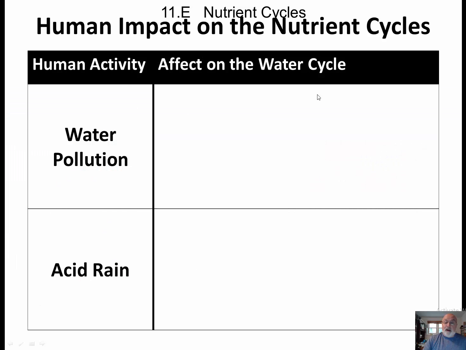I will be giving you these boxes in class, probably next time, well, actually when we finish the D section, and you can just fill these boxes in. It will have the information you see here. So it'll say water pollution, it'll also say acid rain, and then all you gotta do is fill in what the heck is water pollution.